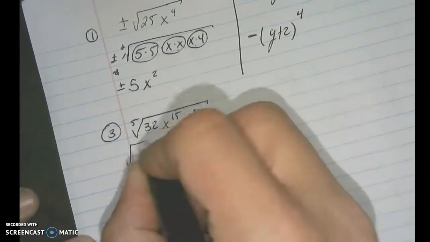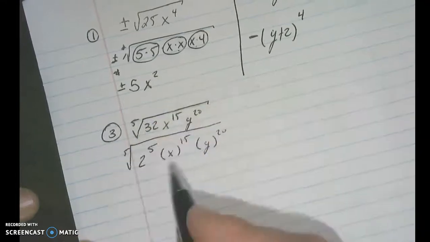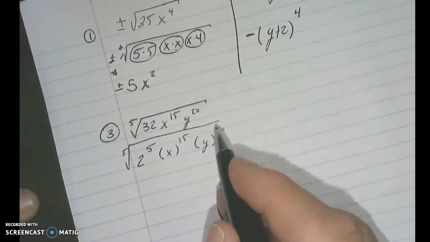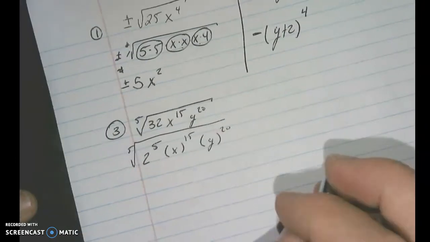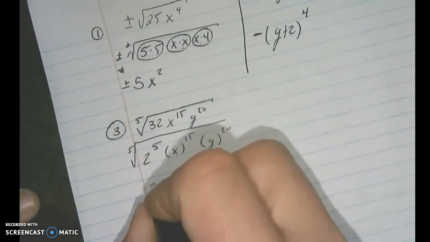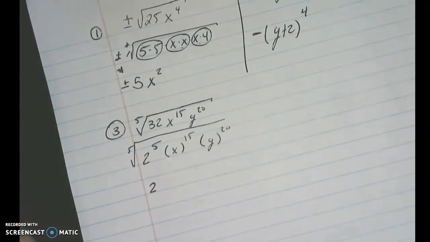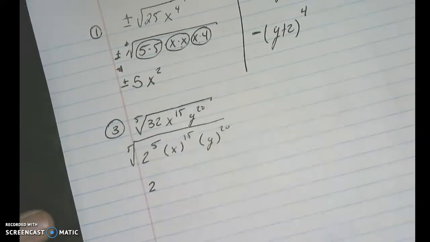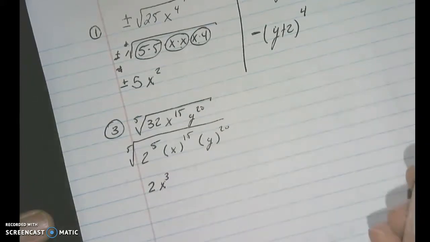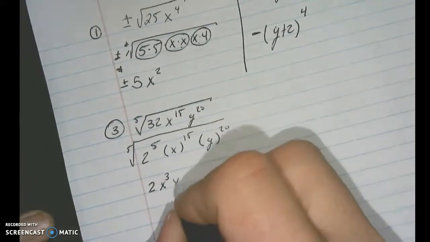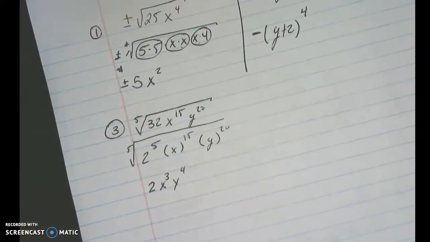Okay, so here's the other way you can look at it. If you all have powers, right? What's 5 divided by 5? 1. Okay, so 2 to the 1 power, I'm not going to write the 1 because we understand it to be. What's 15 divided by 5? 3. So that's going to be x cubed. What's 20 divided by 5? 4. So it's going to be y to the 4th power. So if you convert it to powers, you can just take the index and divide each of the powers if it comes out evenly. Okay?